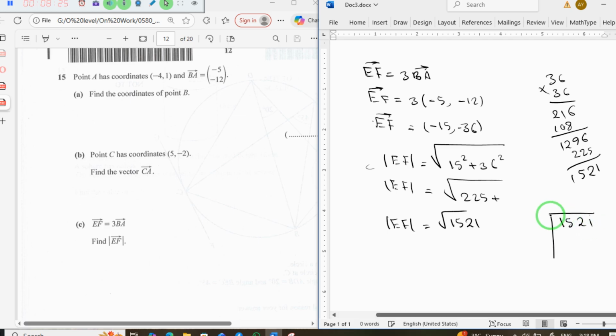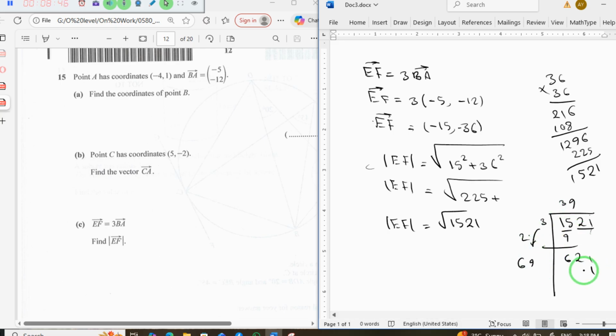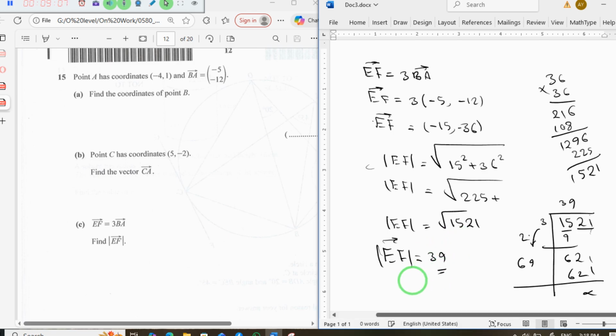We can calculate the square root. You are not permitted to use a calculator for this one. So here we have 39. We multiply 3 by 3 and 3 by 2 here, 6 and 21. Then 9 multiplied by 9 is 81 and 9 multiplied by 6 is 54. The remainder is 0. So the absolute value or magnitude of EF is actually 39. This is the answer.